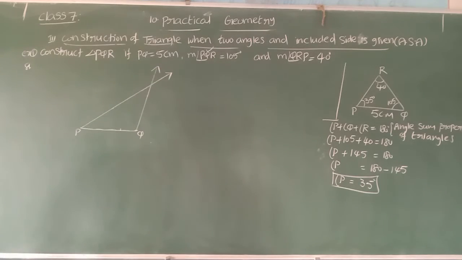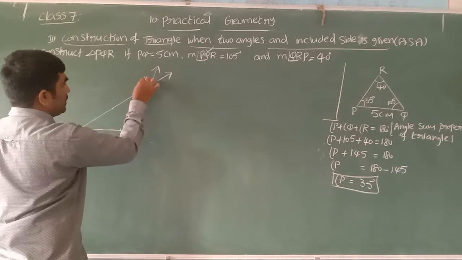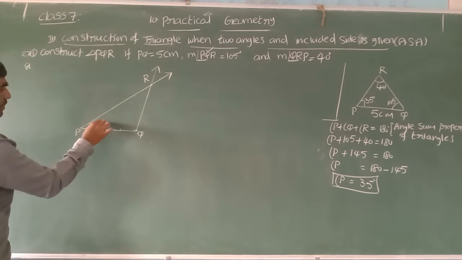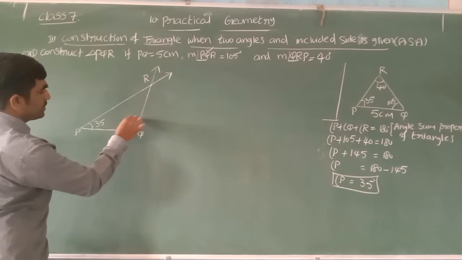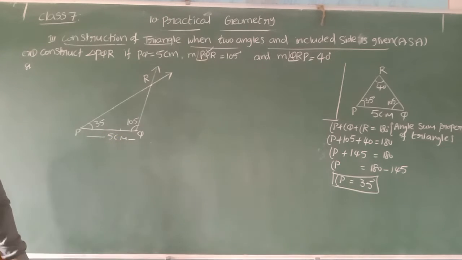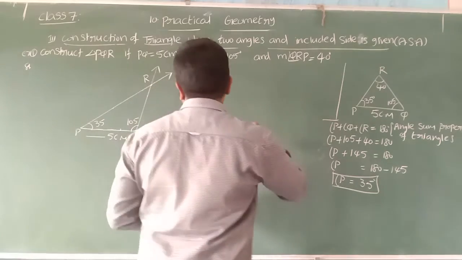Now both the rays are intersecting. Name the intersecting point as R. So here we took angle P as 35 degrees and angle Q as 105 degrees, and the measure of PQ is 5 centimeter. Now if you want, you can measure the angle R. If you measure this angle R, you should get 40 degrees exactly.